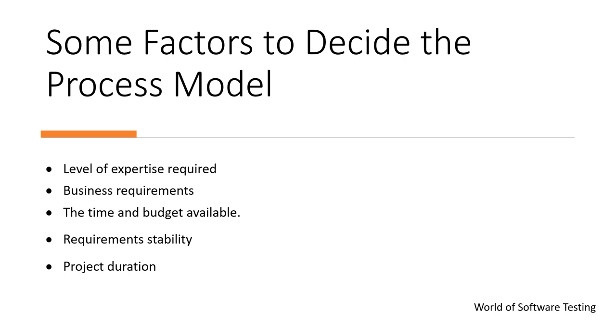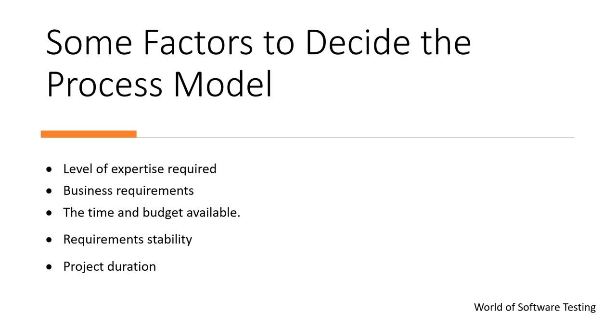So these are the factors to decide the process model. The first one is the level of expertise required, then business requirements, how complex or how simple they are. Based on their complexity, the process model will be defined. If the requirements are clear and frozen, then we can opt for a waterfall model or a V model. But if the requirements are unclear and may change, or are volatile, then in that case we can go for the agile scrum model.